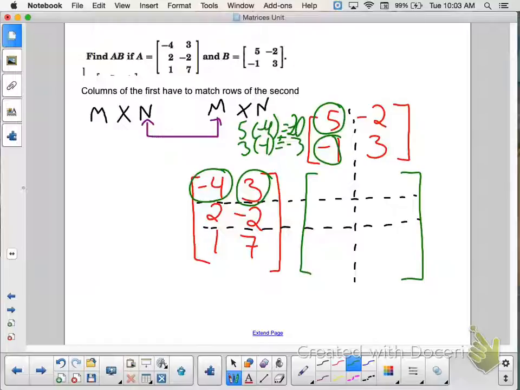I'm going to do the same idea. Go over to this part. I'm going to go over to this side of my B matrix. Matches up with this line. So this side, still going in the top part because I'm going above my line and then to the right of my line. Negative 2 times negative 4 is 8. 3 times 3 is 9. Add those numbers together and I get 17.